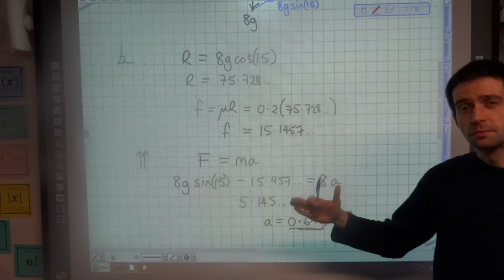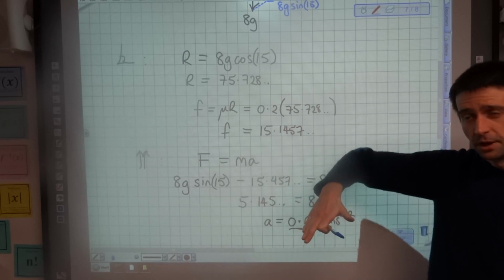Label all your forces and components, resolve perpendicular, resolve parallel, job done.